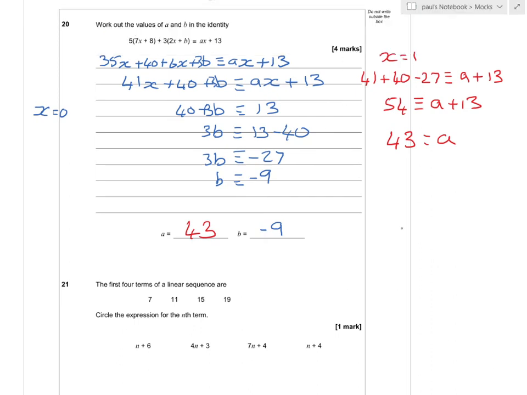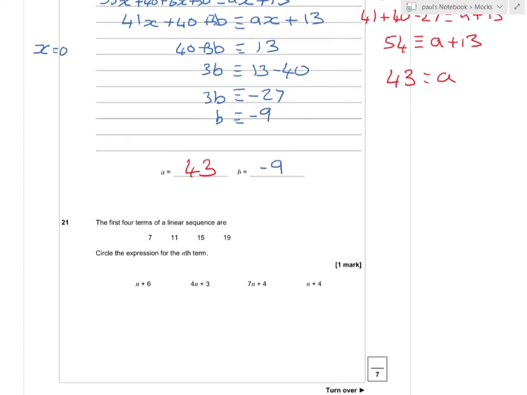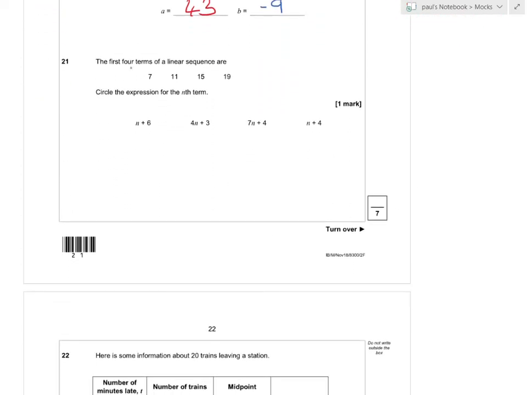That's worth every mark in the paper. Hardest one yet so far. The first four terms of a linear sequence are 7, 11, 15 and 19. So what's the difference between those? It's 4 and 4 and 4. So it's 4n. Now let's put the term numbers in there.